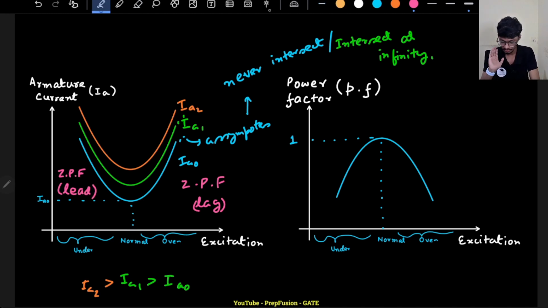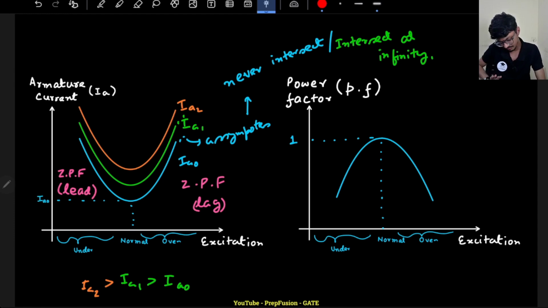Okay, the right hand side will be zero power factor lagging and the left hand side will be zero power factor leading. Okay, that is the case. The same will happen here as well. This will not change. Basically, the power factor diagram will not change depending on the load current.